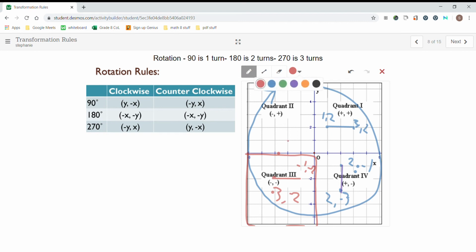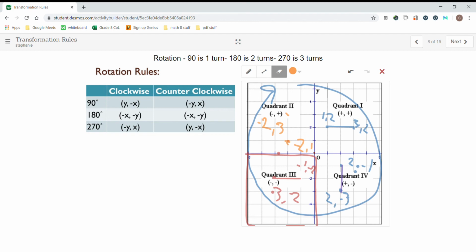Let me change colors. Let's do orange. 2, 1 is right here. So now it's negative 2, 1. And 3, 2 would be 2, 3, except now it's negative. So 2, 3, here we are. So this would be negative 2, 3.